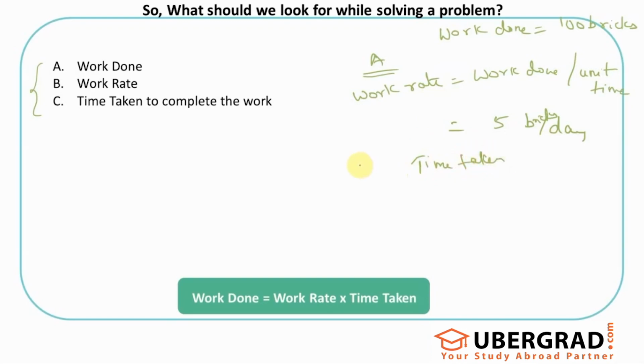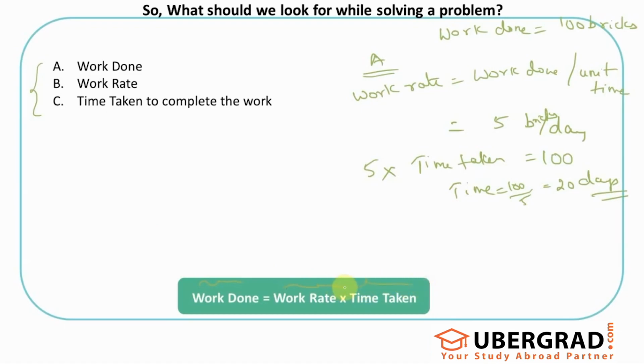As I said, his work rate into time taken to complete is the work that will be done. So 100 bricks, right? Time taken would be 100 by 5. That's basically 20 days. So the person will take 20 days. The formula is this: the work done equals the work rate into time taken.